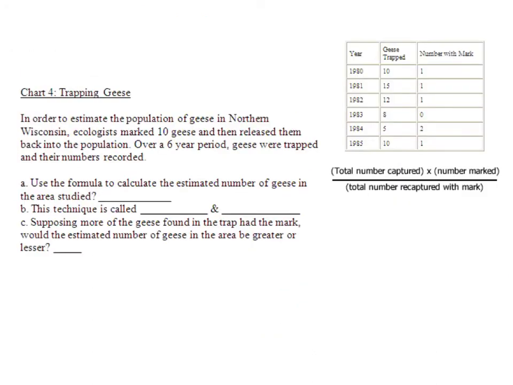Okay, so this takes us into three more graphs or charts that show us ways in which scientists can estimate the number of organisms in a given place. We often call these sampling methods, because we're going to take a sample from the environment and then we're going to make an estimate as to how many overall creatures there are.